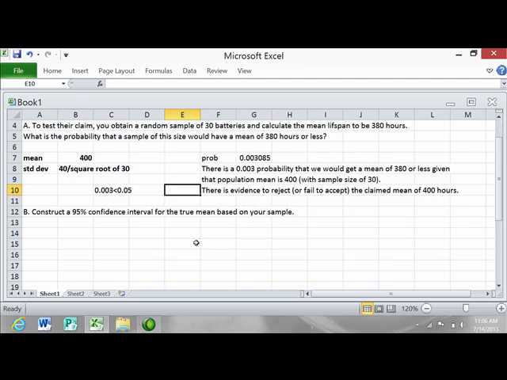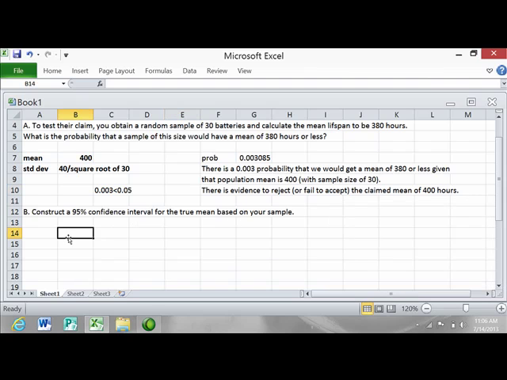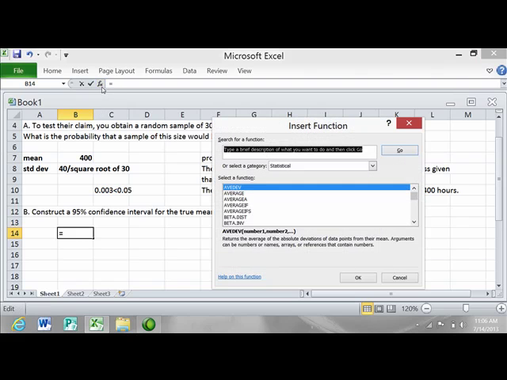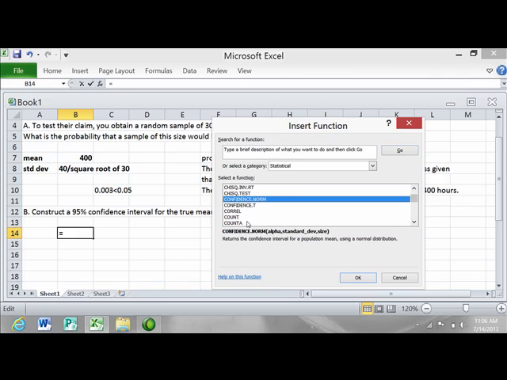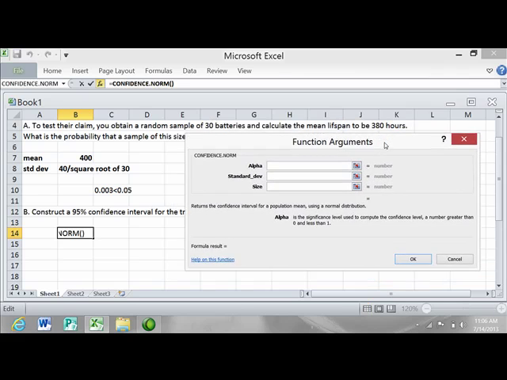Another way of looking at this problem is to construct what we call a confidence interval for the true mean based on our sample. To do that, let's go to an empty cell and click on fx, but this is a different function. Let's look at the confidence interval. And here we have it, CONFIDENCE.NORM. We use norm because we have a sample size of 30, which makes it normal. Click OK. And we're going to put in our function arguments here.